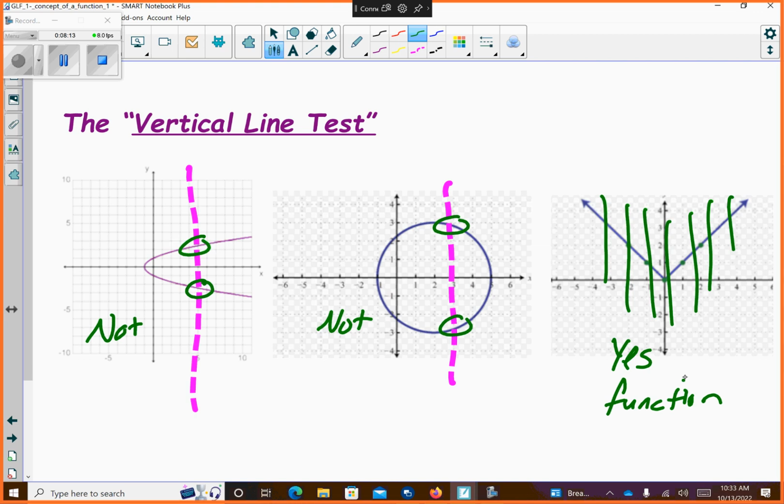This isn't too bad, I don't think. So we talked about domain, range, relation, function. Next page. All right, let's see.